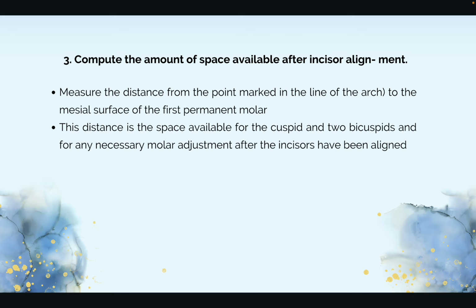The next step is to compute the amount of space available after incisor alignment. To do this, you have to measure the distance from the point marked in the line of the arch to the mesial surface of the first permanent molar. This distance is the space available for the cuspid and two bicuspids and for any necessary molar adjustment after the incisors have been aligned.